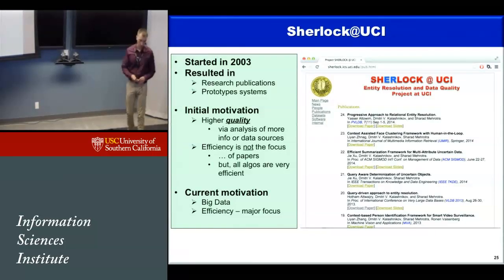The initial motivation of our project was quality. We were trying to figure out which kind of additional data sources we could use to improve the quality of entity resolution. We were not so much concerned about efficiency, but in the background we always tried to devise very efficient techniques, though that was not the focus. The current motivation of our project is, of course, data, and efficiency is also a major focus. Okay, so these are the publications that we have.